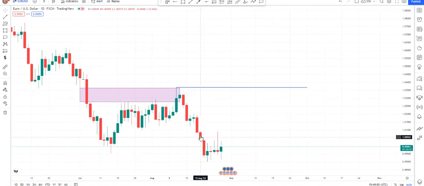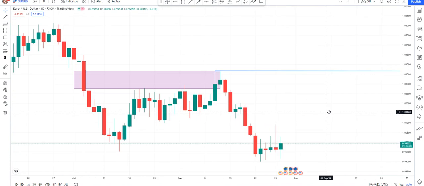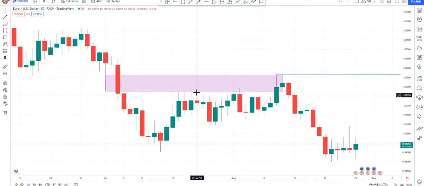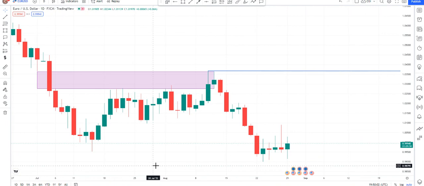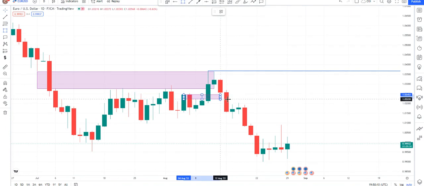So we have a downward move. Then this came in to mitigate something. So we look for a mitigation block, or you can call it a breaker block if you want to say it went above this high. So we had a mitigation block here, right? Had a mitigation block right there.